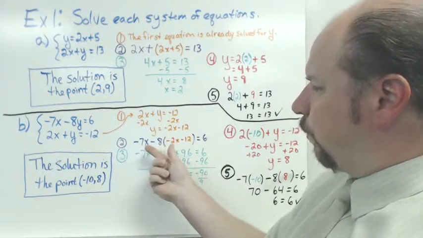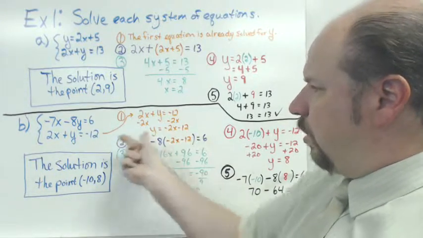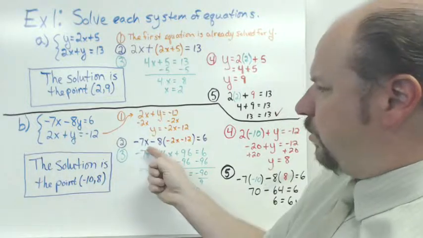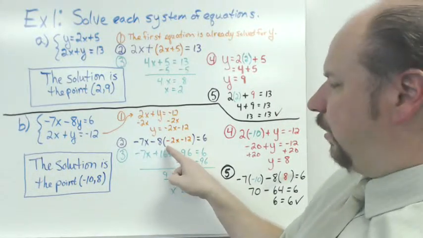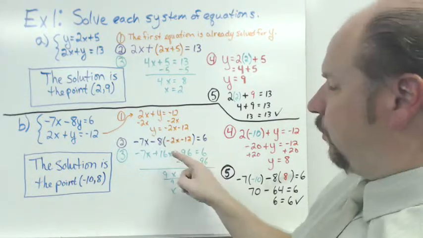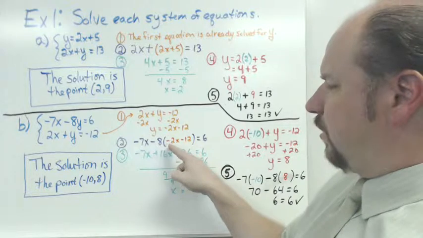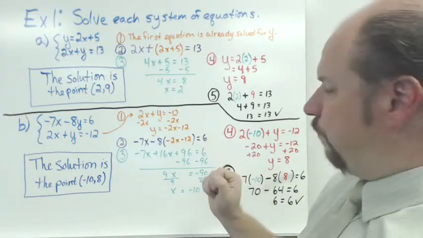Remember, the second step is now to take this expression and substitute it in here for y. I have done that: negative 7x minus 8 times the quantity negative 2x minus 12 equals 6. It's important to put this in parentheses because we do need to distribute this 8.